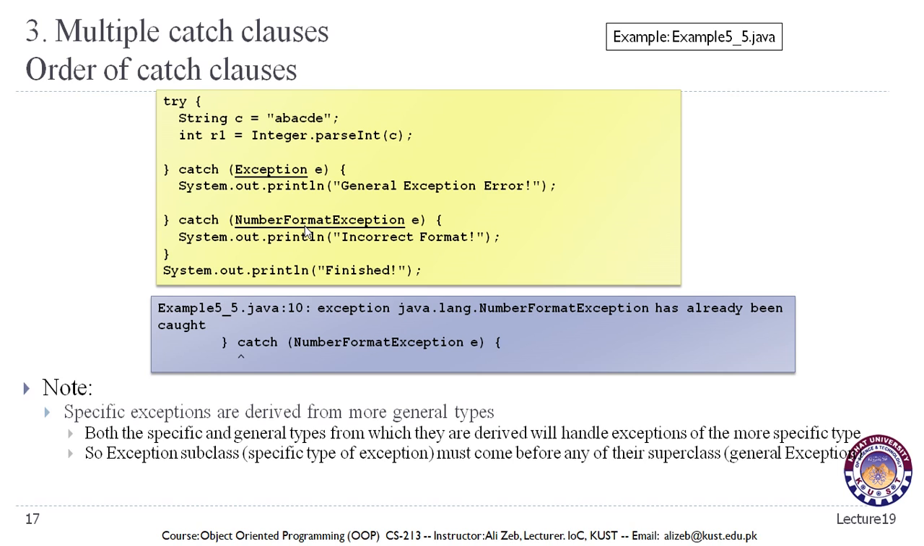So exception subclass specific types of exception must come before any of their superclass. Whenever we're trying to use multiple catch blocks, we should use the specific exception handler before the general exception handler in the order. Otherwise, we will never get to the specific exception handler. If not, the program can't be compiled.